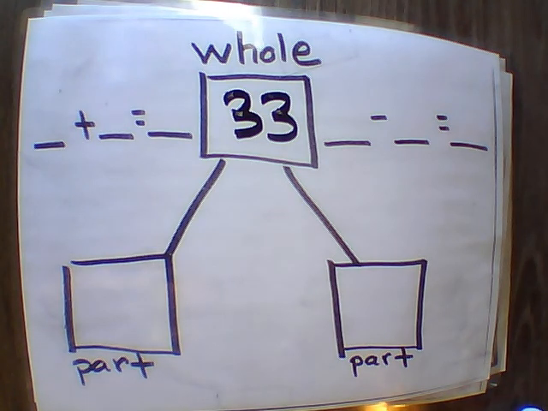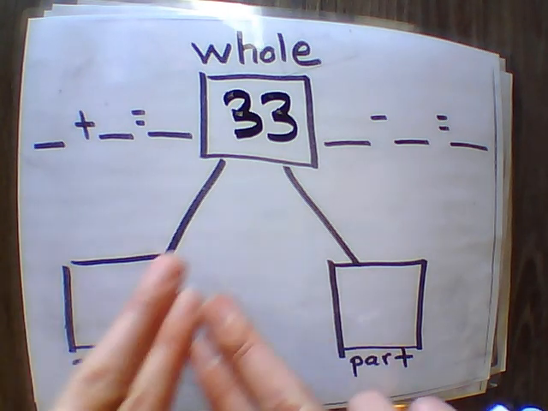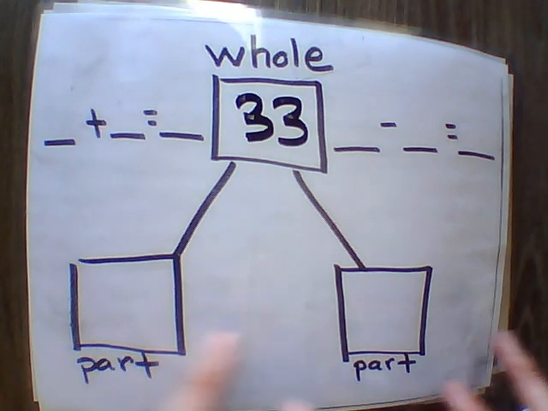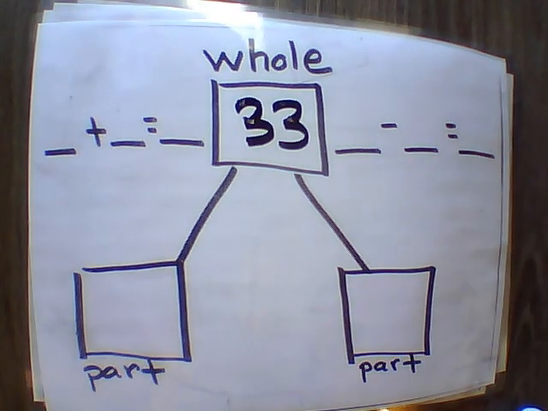Moving on to whole, part. Remember, we're practicing making 10s and 1s, just like we would do when we're doing our double-digit addition. So break that down into 10s and 1s, and then solve your adding and subtraction. Go.